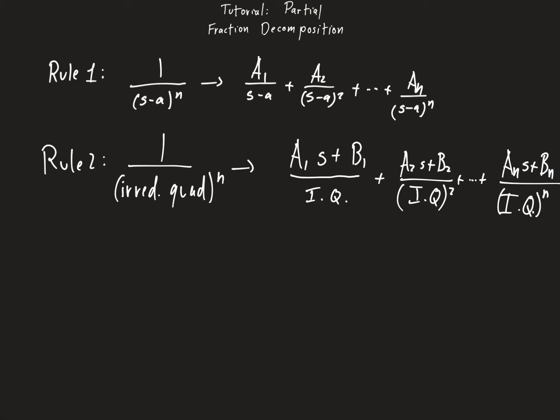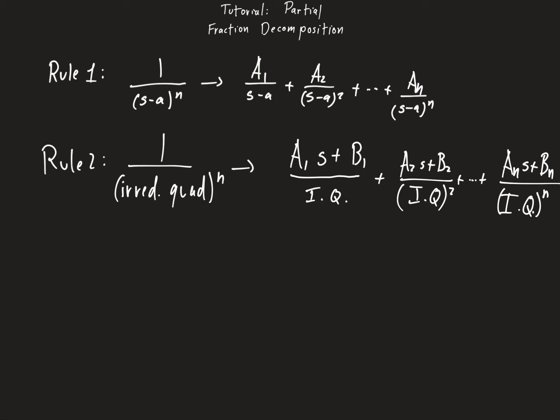Now for rule 2, we are working with irreducible quadratic terms. These are things like x squared plus 1, or various other quadratic-looking terms that can't be factored. There are various ways of checking that a quadratic term cannot be factored, but the most straightforward one is probably just to try the quadratic formula, and if it gives you a solution that is complex or imaginary, then you know that it is irreducible.